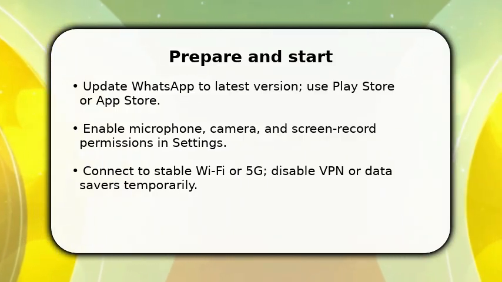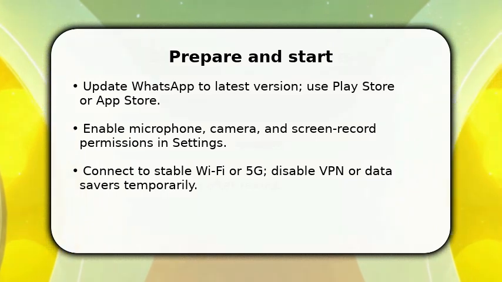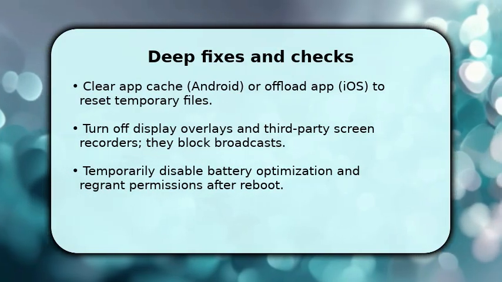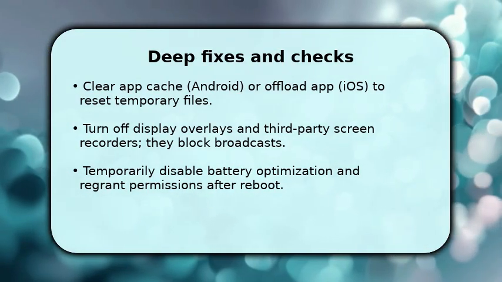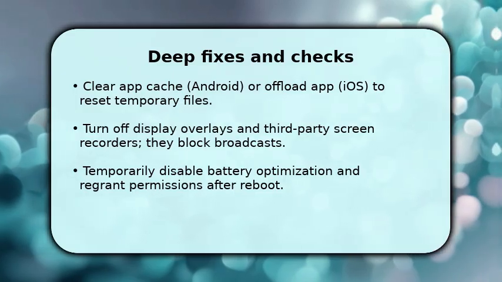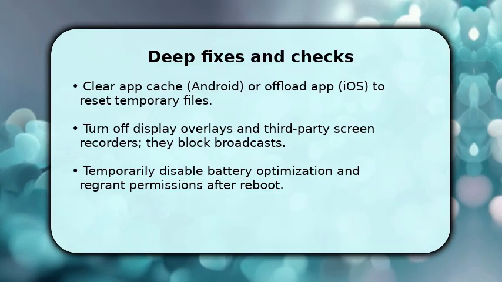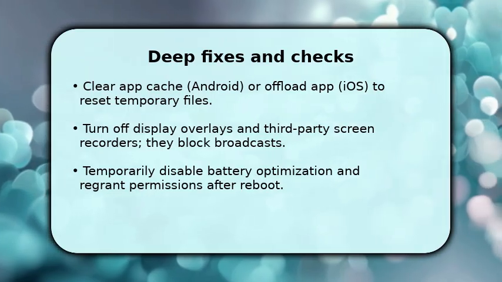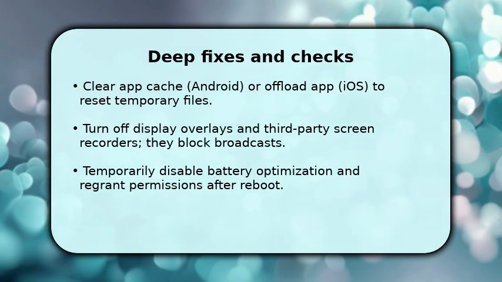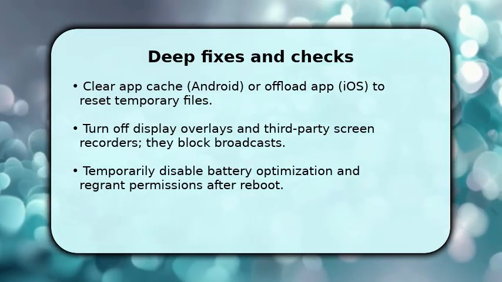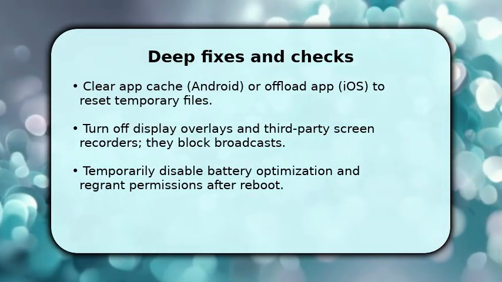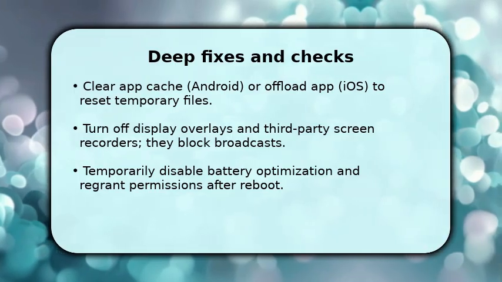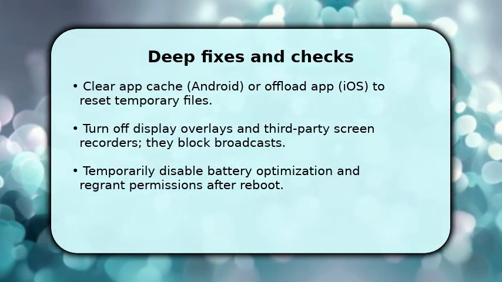service. Now handle the complex middle steps. Clear WhatsApp cache on Android or offload the app on iOS to remove corrupted temp files, then reboot the phone. After reboot, disable any display overlay apps and stop third-party screen recorders, because the system won't allow two simultaneous broadcast sources. Also turn off battery optimization for WhatsApp so the OS won't kill the screen share process.